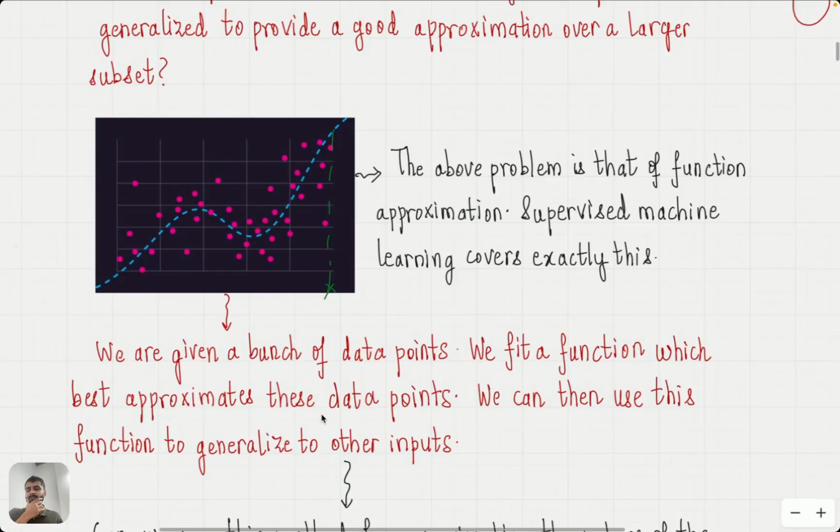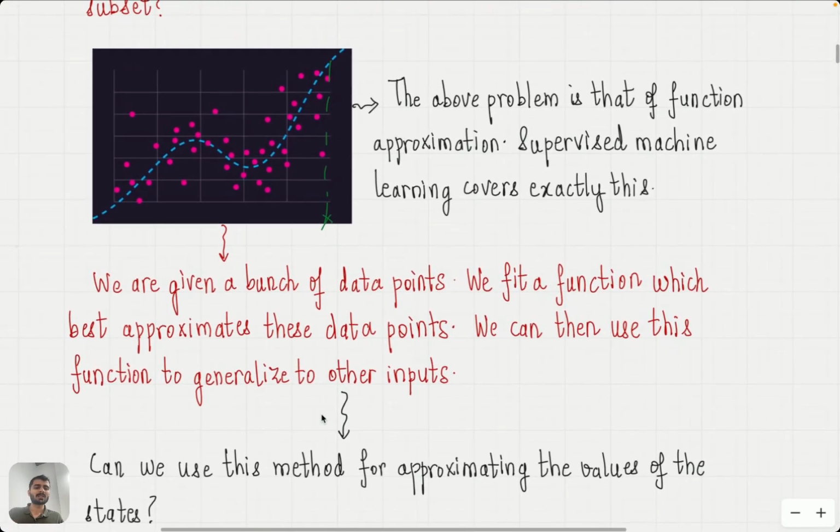Now a natural question to ask is, can we use this method for approximating the values of states, because the problem seems to be similar, right? Let's say my agent encounters 25 states and I know the values of all these states. All I have to do is fit a function, and then I need to calculate the value of the remaining 25 states which my agent has not yet encountered.